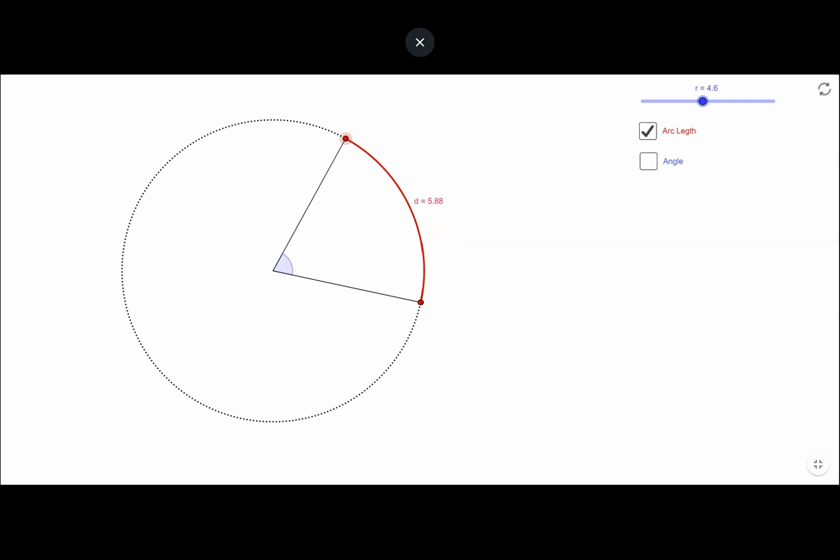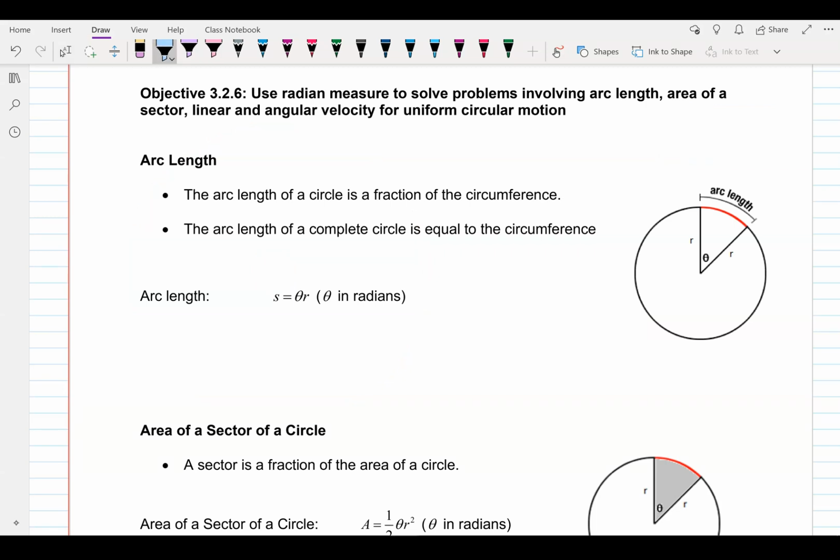But the bigger we go around the circle, the more we trace, the bigger the arc length. And if we go a whole 2 pi, we're going to get 2 pi r, which is actually the circumference. So in a way, we can say that the arc length is very much related to the circumference. In fact, it's a section of the circumference. So back to our notes here, the arc length of a circle is a fraction of the circumference, and the arc length of a complete circle is equal to the circumference. So what it's trying to say is to compare it to the circumference.